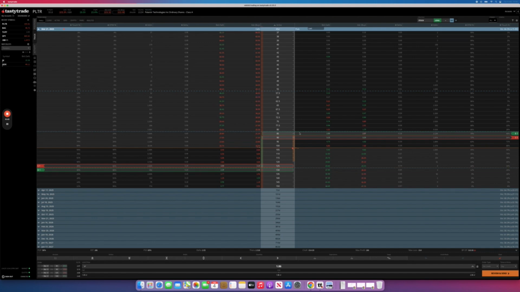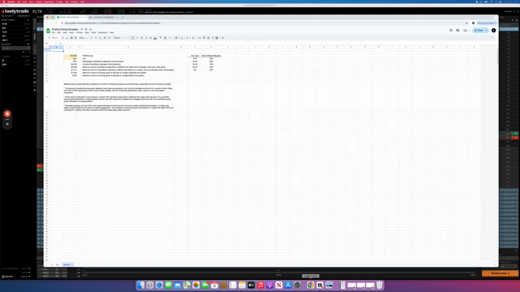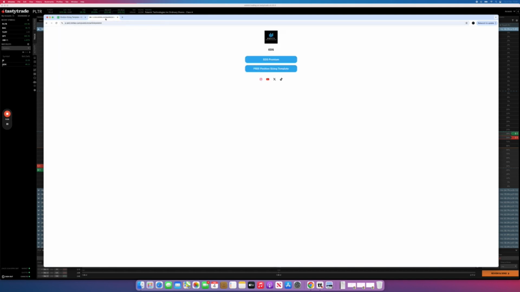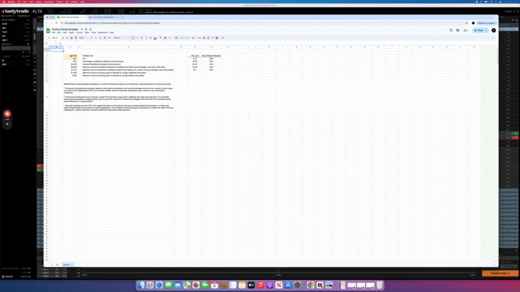Now you do need to pay attention to how much buying power you are allocating to your positions. So one way to keep tabs and make sure you're not over leveraging yourself and keep your position sizing in check, is that we have created a free position sizing template that's available for everybody to use. The link is in the description. Just click on free position sizing template. It'll take you over to the spreadsheet.